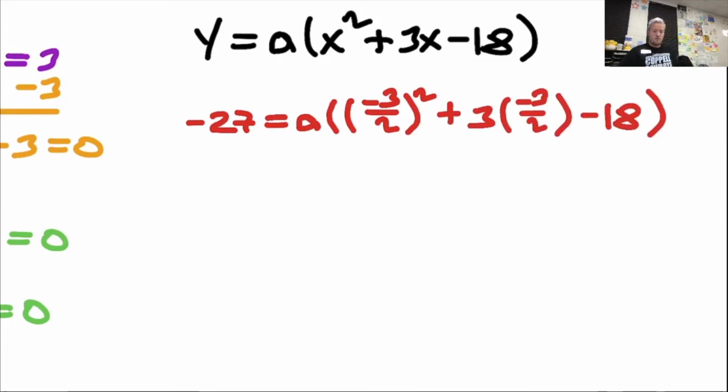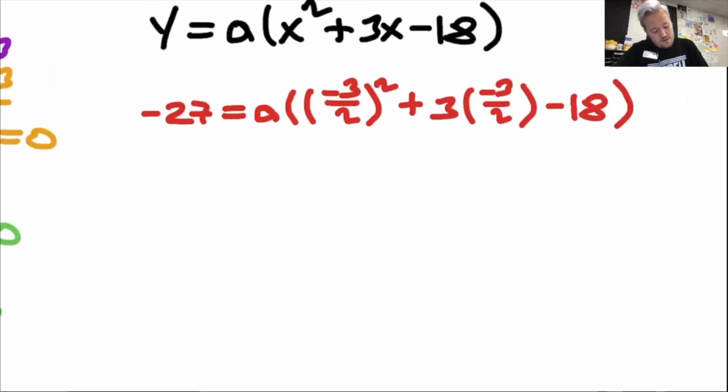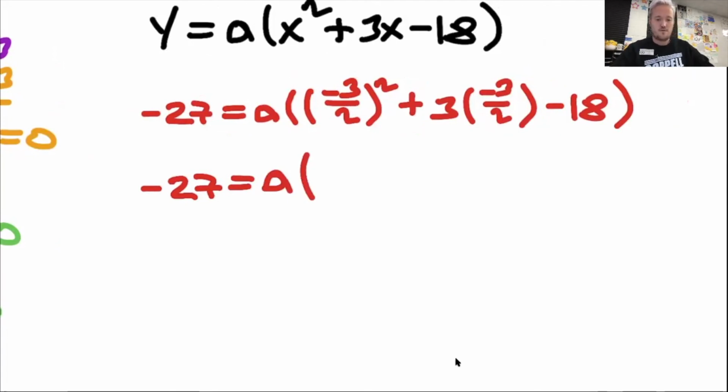And if you are like me and you don't feel like giving yourself a headache, I'm actually literally just going to plug all that in the calculator. If you want to do it by hand, you go for it, Glen Coco. All right, so we're going to have -27 equals a parentheses, or actually, let's do it over here.